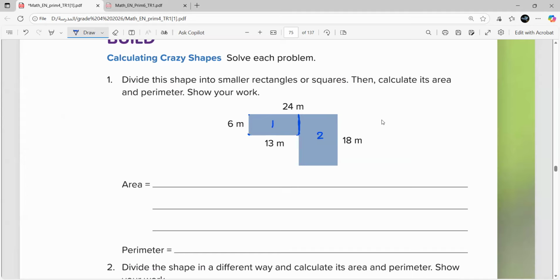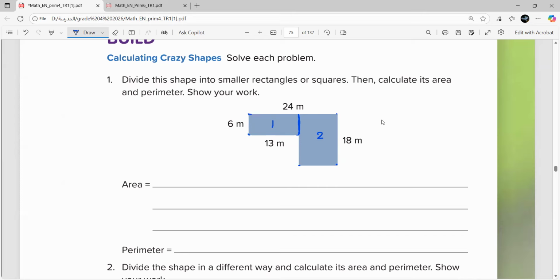And what about the other shape? The other shape is also a rectangle. We want to find out if we have the length and the width or not. What about the length? The length is this side from here to here. This side is 18 meters. What about the width? This is the width. So what is the length of this side? This is unknown. How to find it?